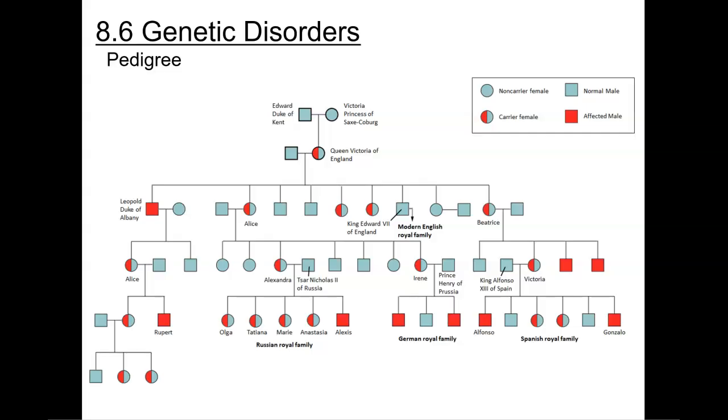So first, let's go down and look at all of the children she's producing. First one off, she has Leopold, Duke of Albany. That is a male. He is affected. So he does carry the hemophilia trait. Coming over, next, we have a female daughter, Alice. Alice is going to be a carrier of the trait, but does not exhibit the trait.